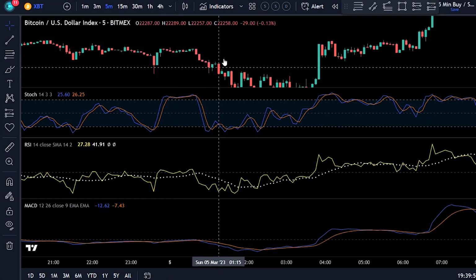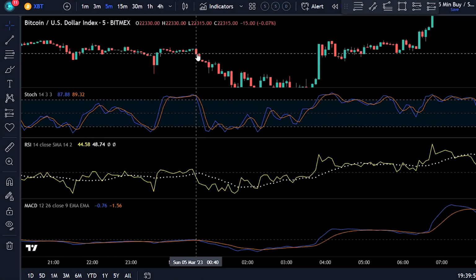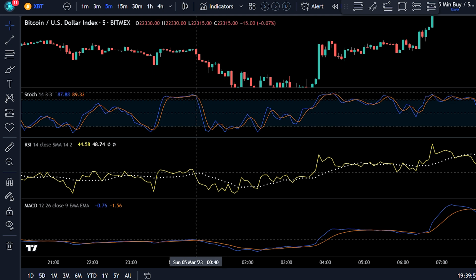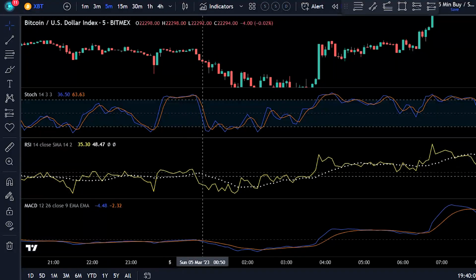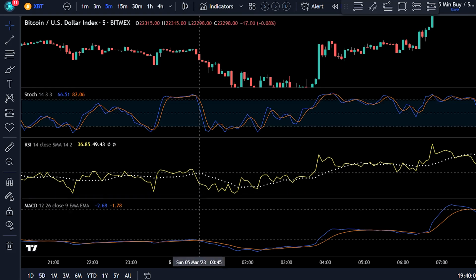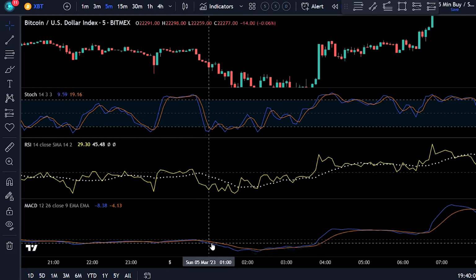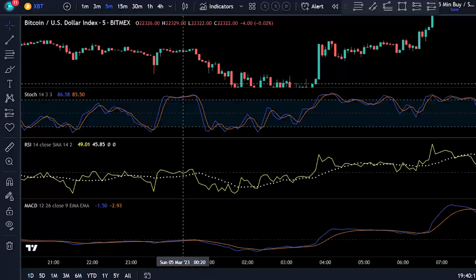Here's one more short example. First, we see the stochastic get overbought. The RSI crossed below the 50 level. And the MACD blue line is below the orange line. Okay, so we've learned the rules for the strategy. As we can see, they're very simple.